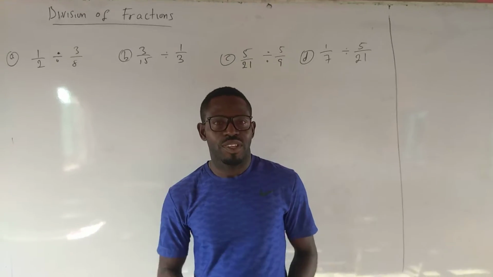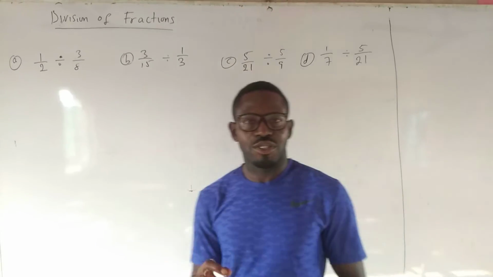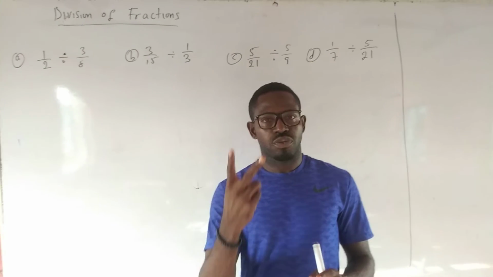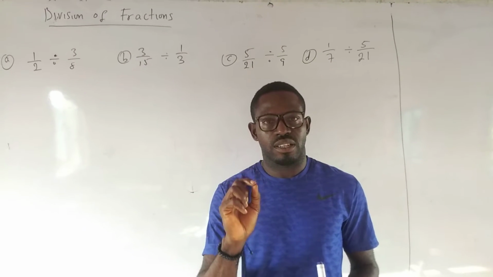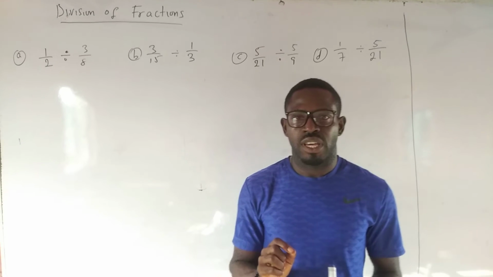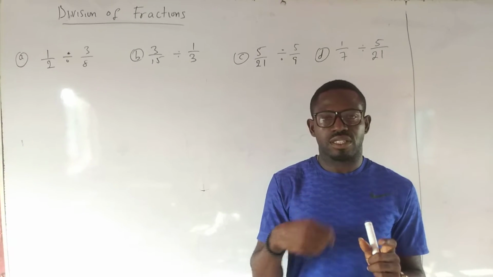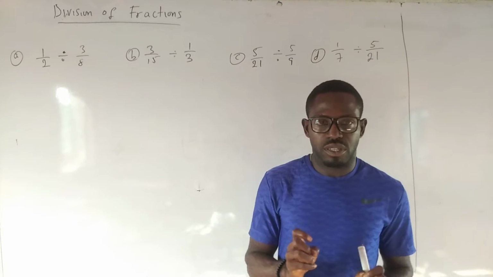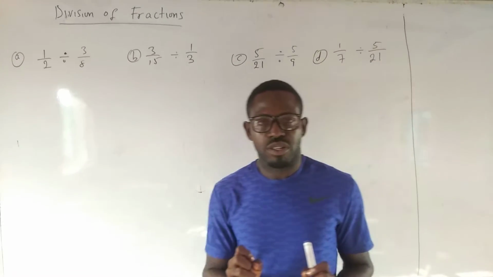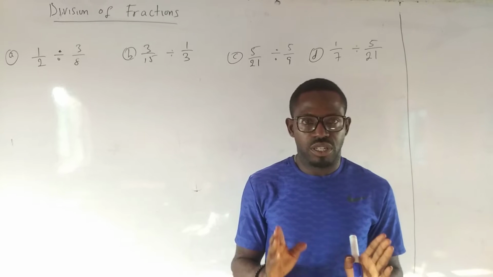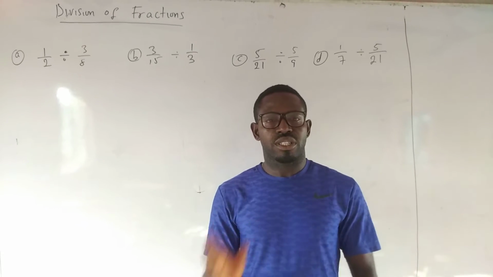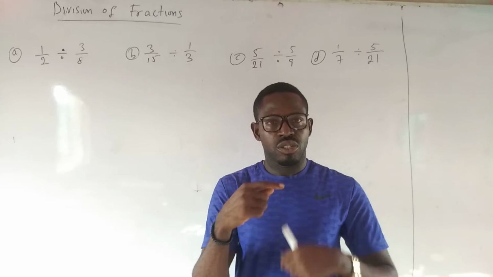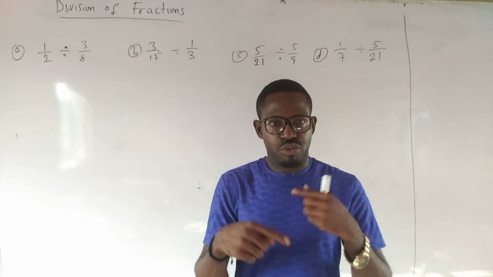Learners out there, today we are going to learn division of fractions. Division of fractions involves two fractions and a sign, and the sign is division. When you have two fractions separated by a division sign, we have a method we are going to adopt here. The simplest way to go about it is you leave the first fraction alone, then you turn the sign, division, to multiplication, and then you turn the second fraction around.